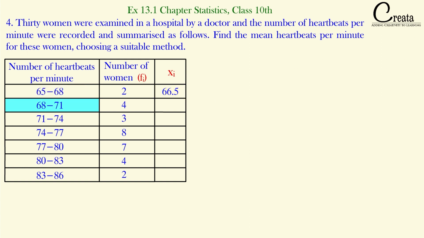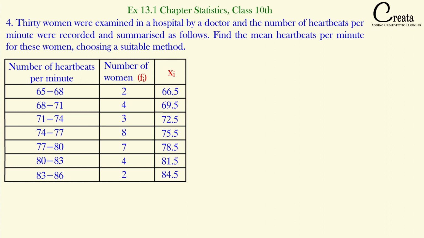Similarly, for 68 to 71, the midpoint will be 69.5. You can use the formula. Further, the midpoint of 71 to 74 is 72.5. Similarly, 75.5, 78.5, 81.5 and 84.5. So these are all the midpoints, that is the observations, which is Xi.